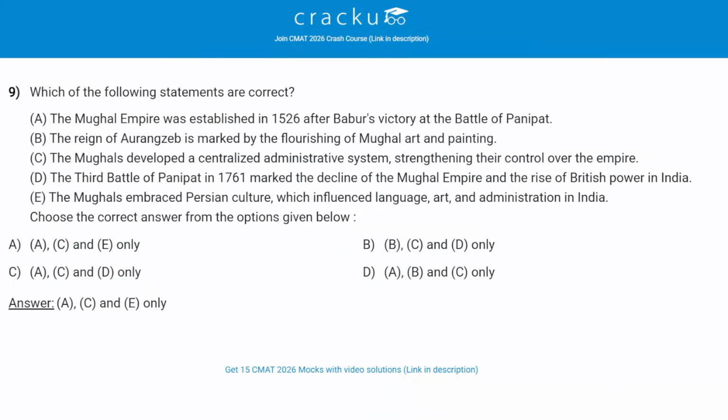Which of the following statements are correct? Option A: the Mughal Empire was established in 1526 after Babur's victory at the Battle of Panipat. This is true. The reign of Aurangzeb is marked by the flourishing of Mughal art and painting. This is wrong. It is the reign of Jahangir.